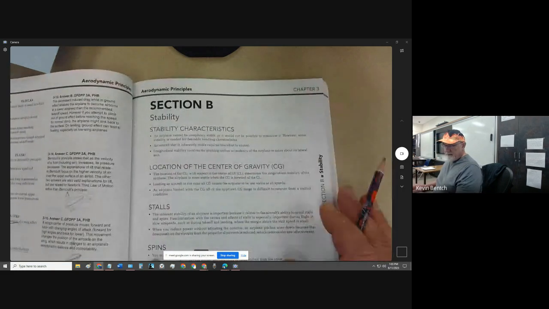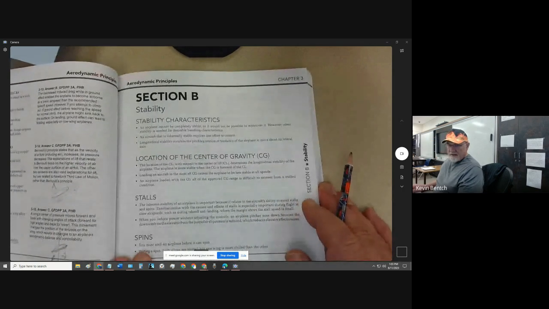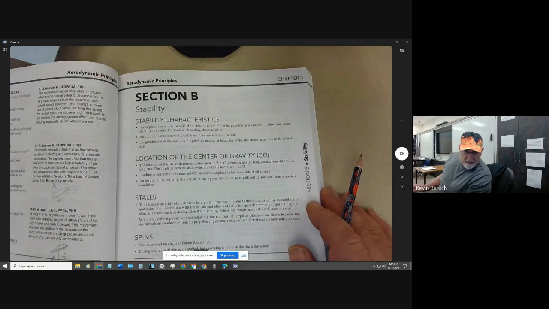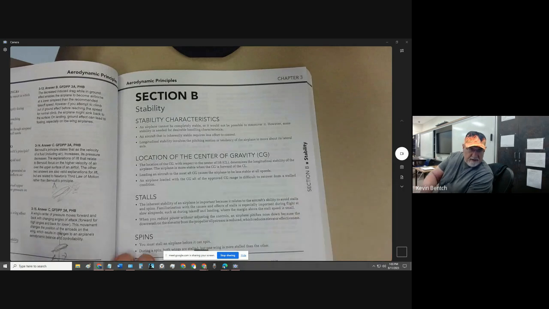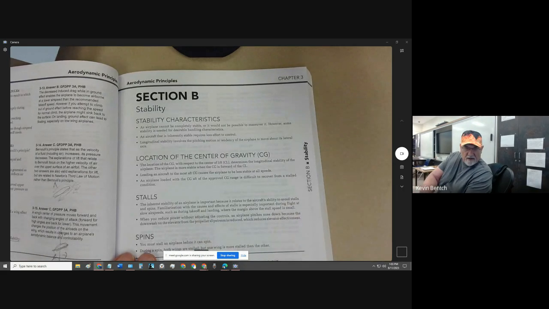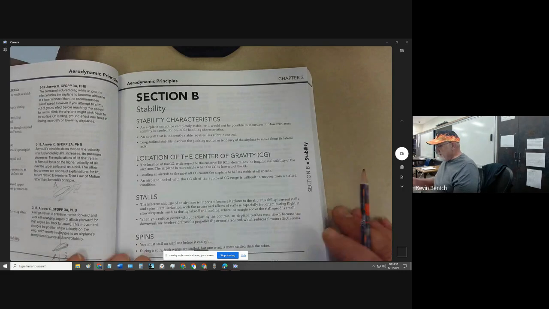All right, section B. So we've been going, I can't tell how far we've been going. Oh well, shouldn't take too long.